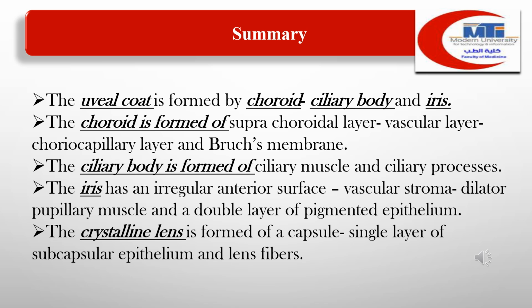The uveal coat, or uveal tract, is formed of the choroid, ciliary body, and iris. The choroid is formed of suprachoroidal layer, vascular layer, choriocapillary layer, and Bruch's membrane. The ciliary body is formed of ciliary muscle and ciliary processes. The iris has an irregular anterior surface, vascular stroma, dilator pupillae muscle, and double layer of pigmented epithelium.